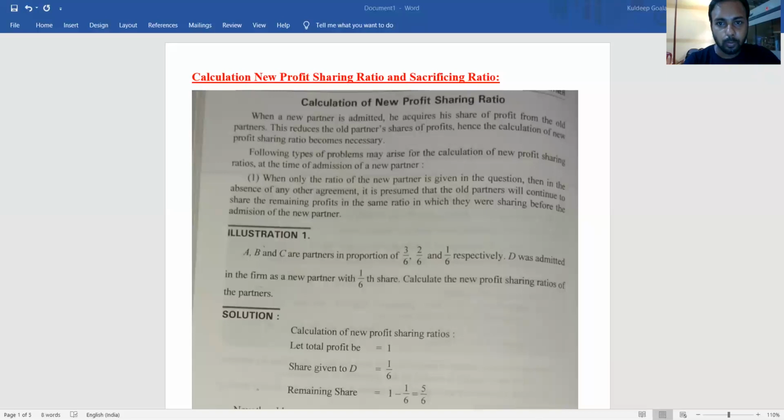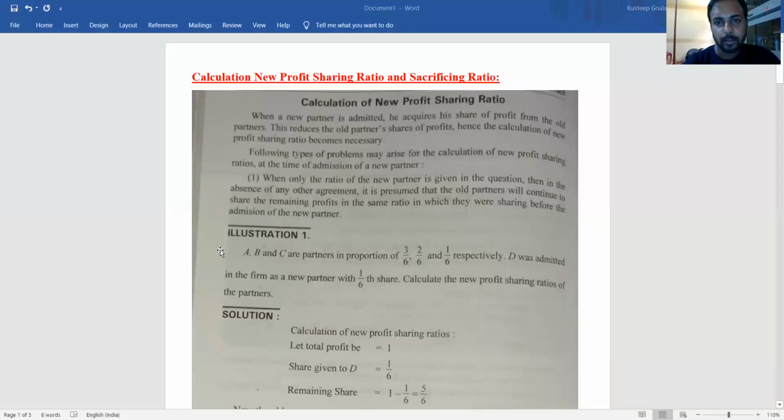So now we will start with the first question, that is the calculation of the new profit sharing ratio. I hope the screen is visible to all of you. What I want all of you to do is make a proper note of all the questions that I have been taking up or solving, so that it will be a complete note in your copy, right?